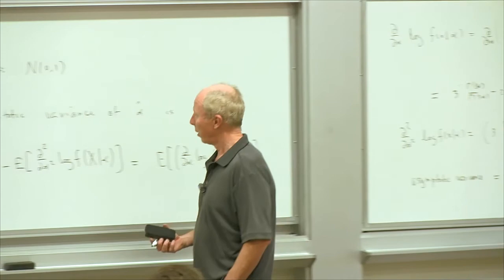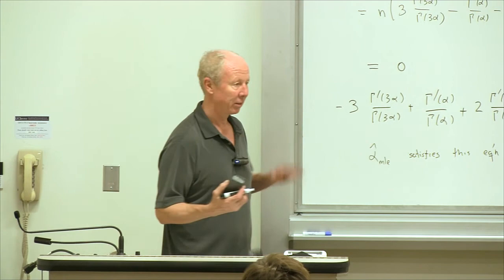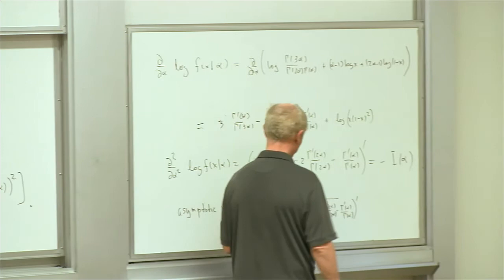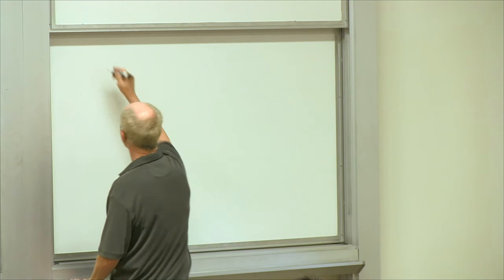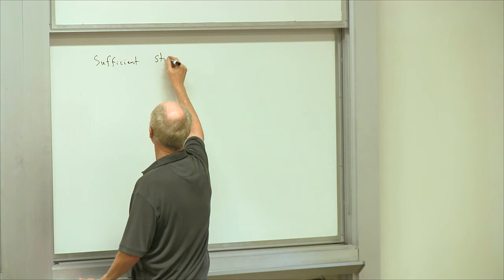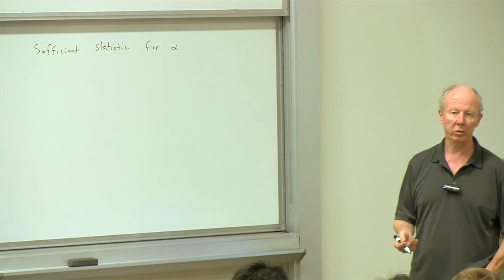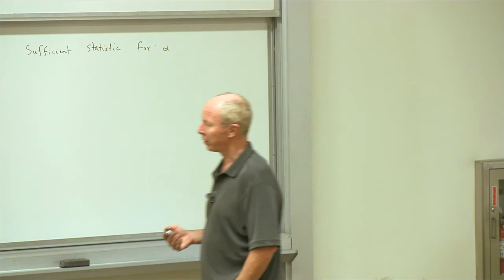Okay, and the last part is finding a sufficient statistic for alpha. Well, for sufficient statistics, we either have the factorization theorem to help us, or maybe we can recognize this density as being part of the exponential family, which is a consequence of the factorization theorem. Does it look like it's an exponential family? I don't have it written down anymore.